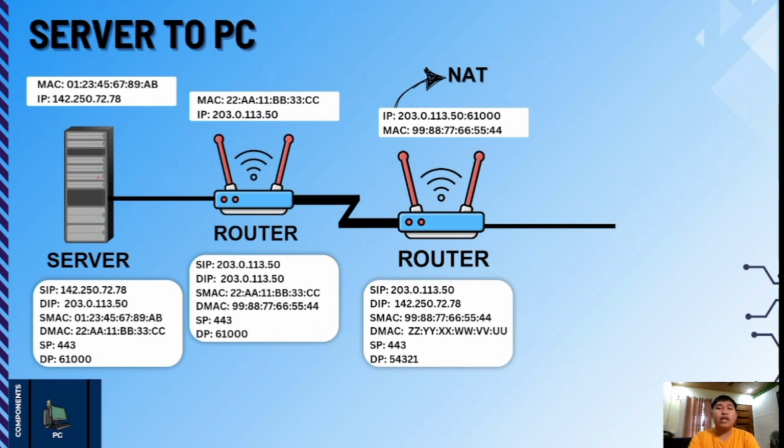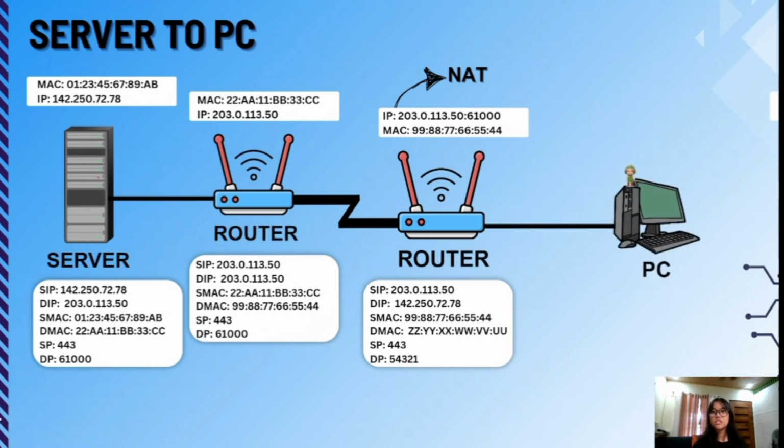The source MAC, or the SMAC, is 998877665544, which is the second router's MAC address. And the destination MAC, or the DMAC, is ZZYYXXWWVVUU, which is the PC's MAC address. The destination IP, or the DIP, is 192.168.1.100, which is the PC's internal IP address.